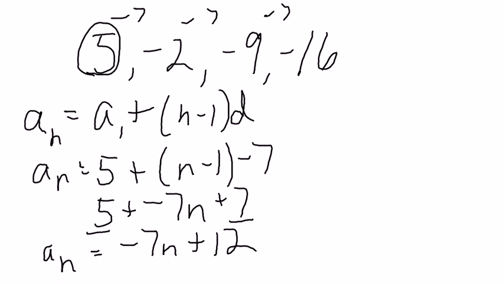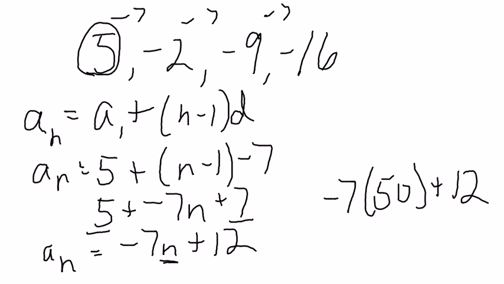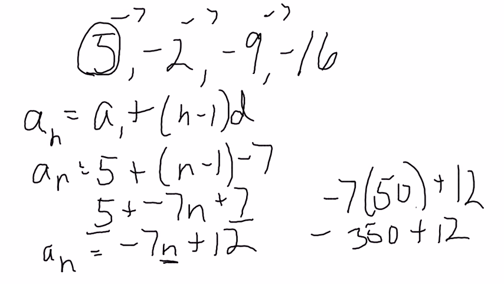That was what it asked us: find the 50th term. So we just put in 50 for n here, and then we'll get it. Negative 7 times 50 plus 12. That'll tell us what number will be in the 50th term. So when we do this, we get negative 350, and plus 12 is going to give us negative 338, which is the answer.